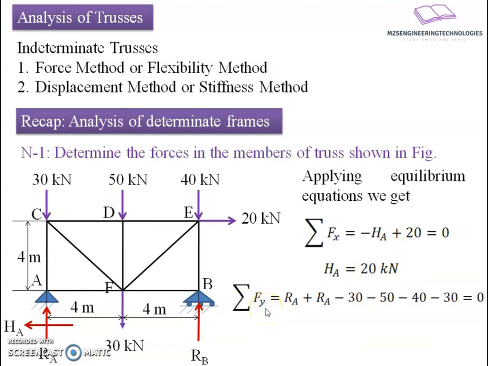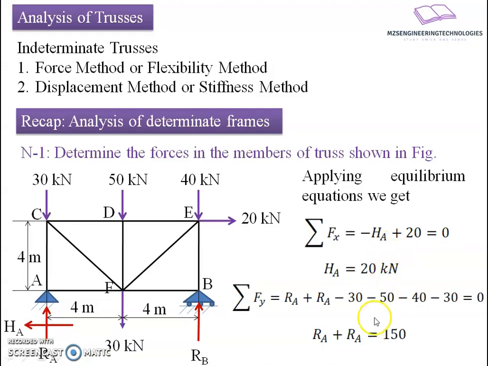Summation of force in vertical direction: RA, and read it as RB here, RB minus 30 going downward, minus 50 going downward, minus 40 going downward, and one more minus 30 going downward. All downward forces I have counted as negative, upward forces as positive. The resultant is RA plus RB equals 150.